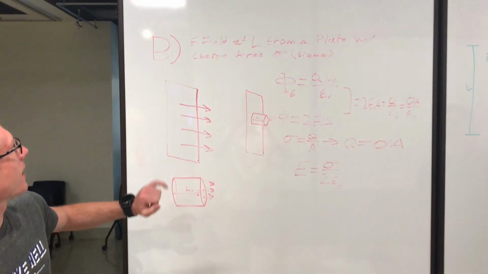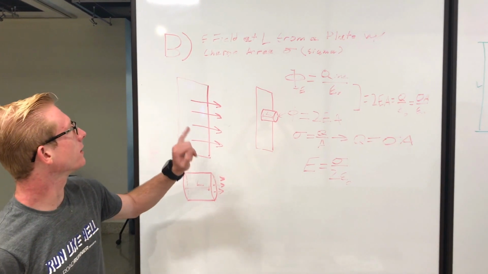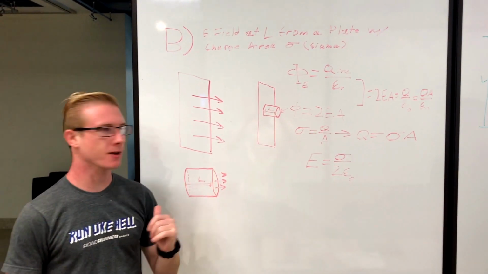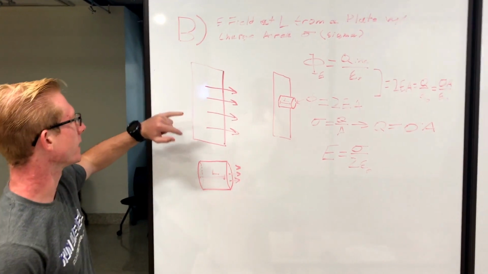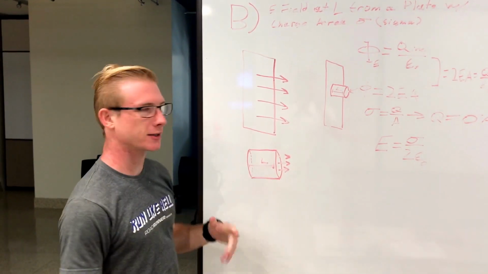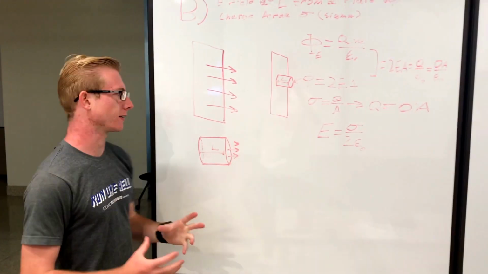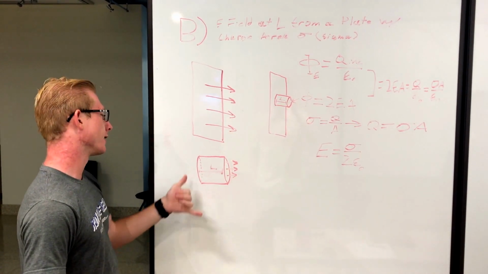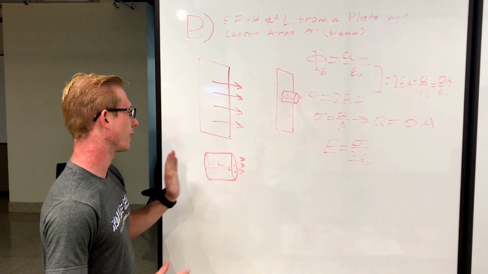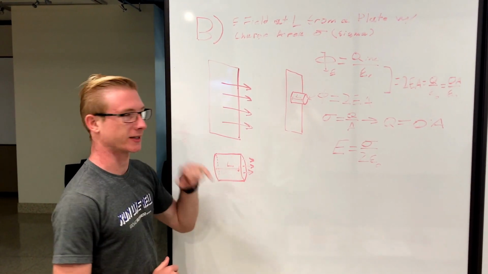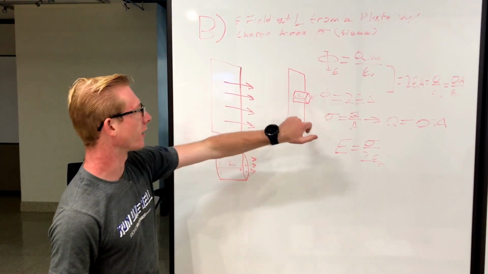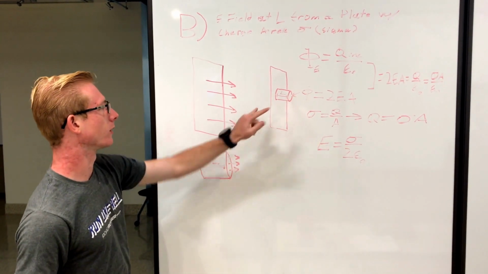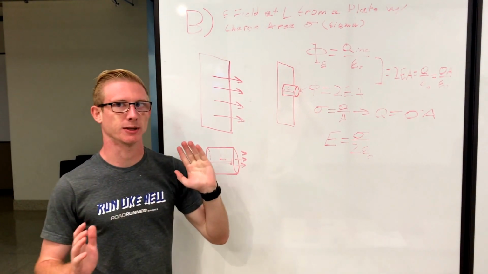Okay, this is question 12, part B, finding the field at length L from a plate with charge per area sigma. So here we can see the plate has the field coming out of it, so we need to find a Gaussian surface that matches that geometry. The best match for that is a cylinder with the face of the cylinder pointing in the same direction as the field, arranged like that, with the length L you're looking for being the distance between the plate and the face.